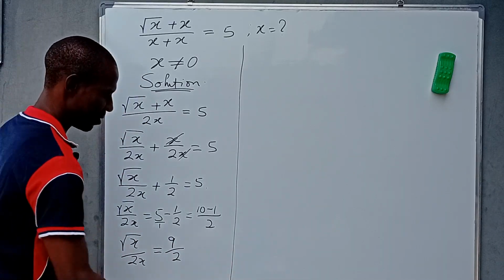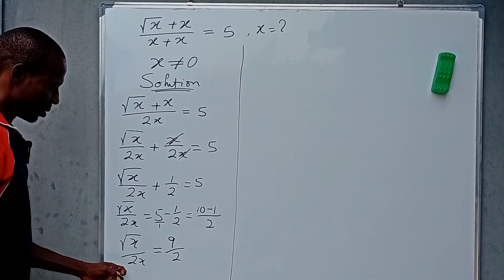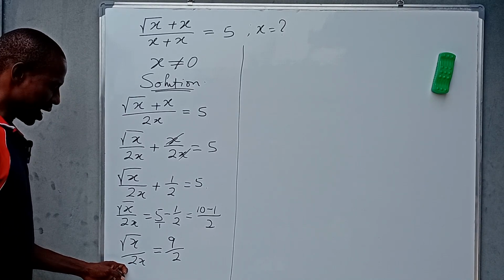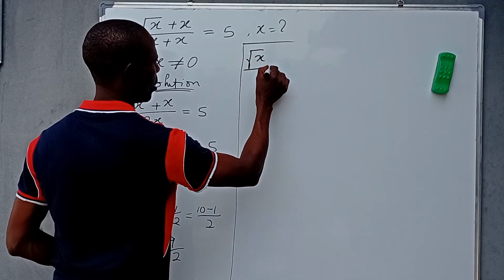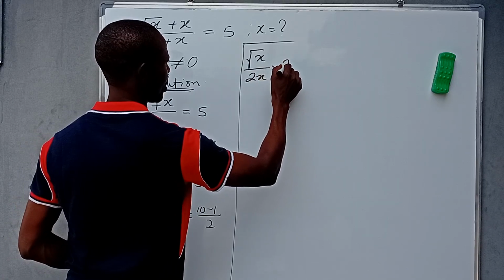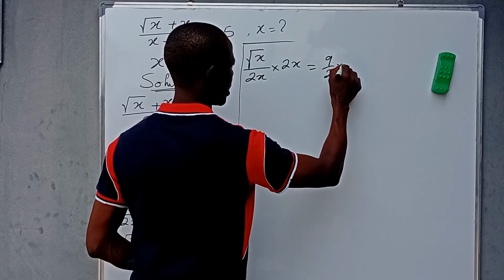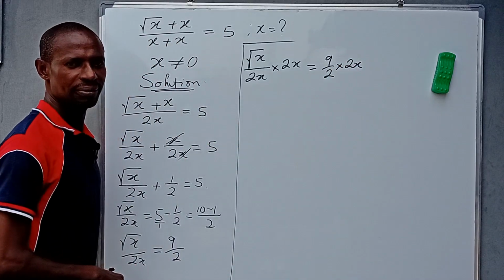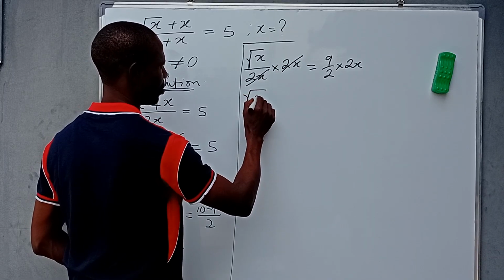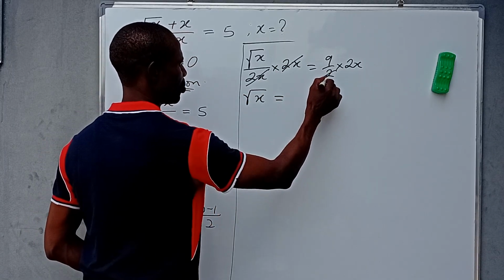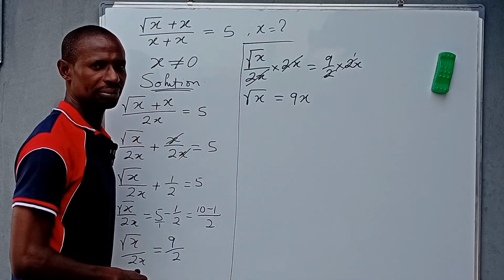Now, with what we have here, we just have to eliminate this 2x. So we multiply through by 2x. We have √x / 2x times 2x equal to 9/2 times 2x. Then this will go with this. We now have √x equal to, we cancel out 2 here, so we are left with 9x on the other side.